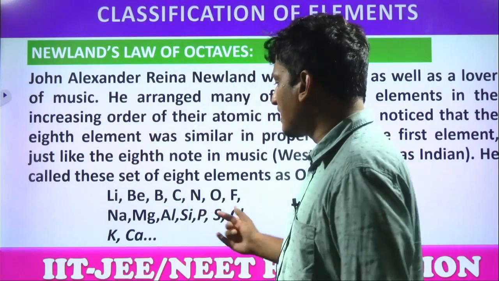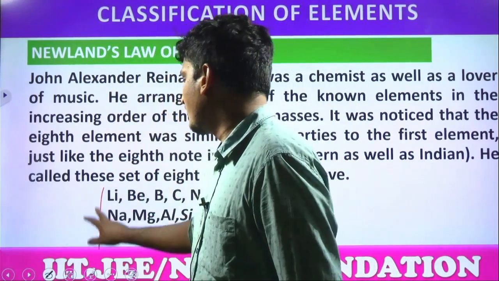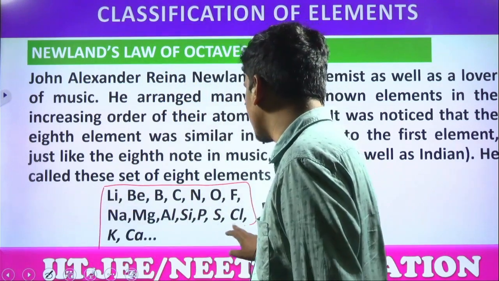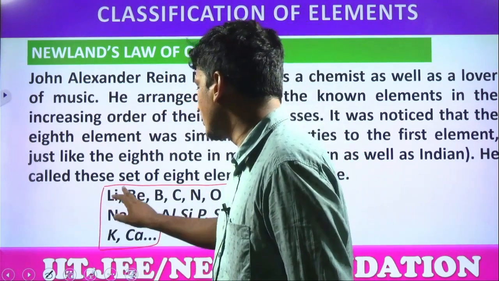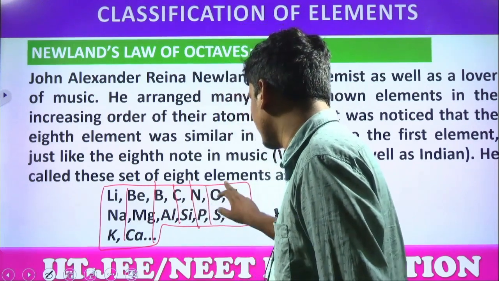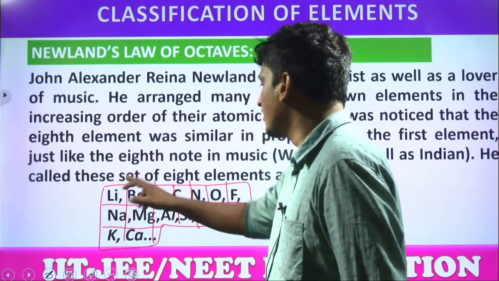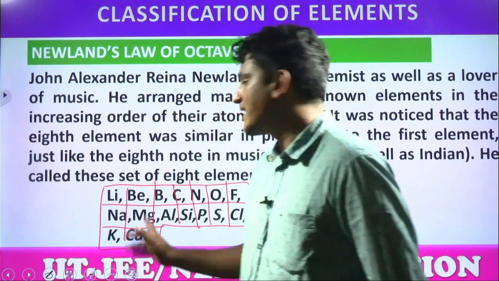So he classified, you can see the periodic table of Newland. This is the periodic table of Newland. He classified some set of elements in this classification, students. This is how it looks like. His periodic classification starts from lithium, ends with calcium.